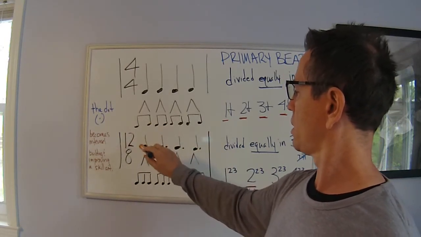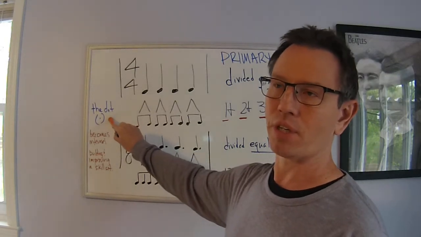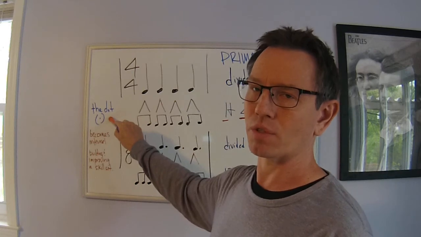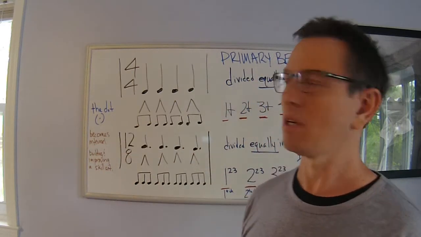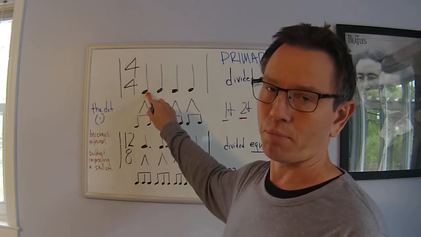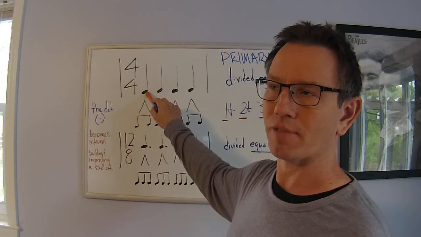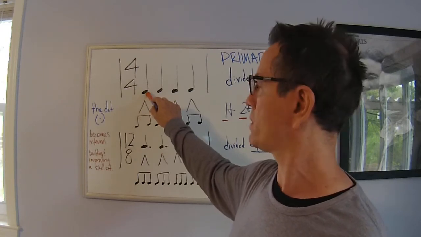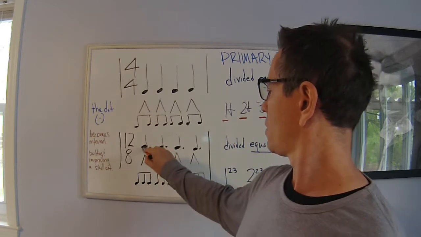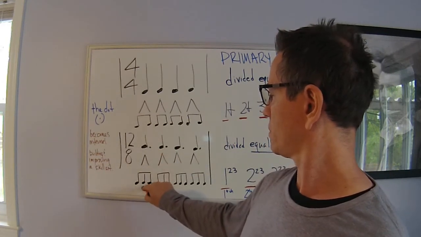So what is a dot? Anytime you see a dot after any note, it increases that note's value by 1/2. So a quarter is made up of 1 beat. Cut 1 in half, you get half a beat. So 1.5 beats is a dotted quarter note. A dotted quarter note is made up of three eighth notes.